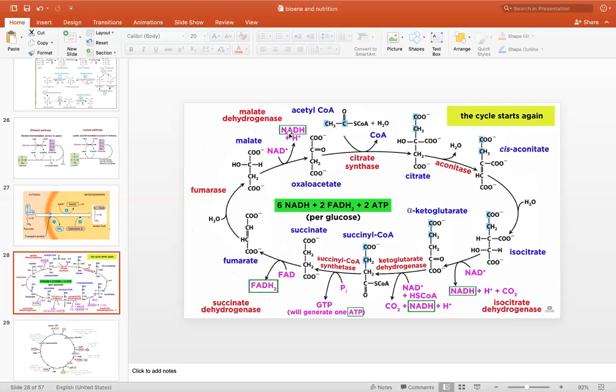So one turn of this cycle, guys, will give us 3 NADH, 1 FADH, 1 GTP, and 2 carbon dioxide. Okay, let's remember, every molecule of glucose forms 2 pyruvate, which will then form 2 acetyl-CoA. So per molecule of glucose, this cycle will go on twice. So each turn of this cycle per molecule of glucose, that means the cycle will turn twice, giving us 6 NADH, 2 FADH, 2 ATP, and 4 carbon dioxide.